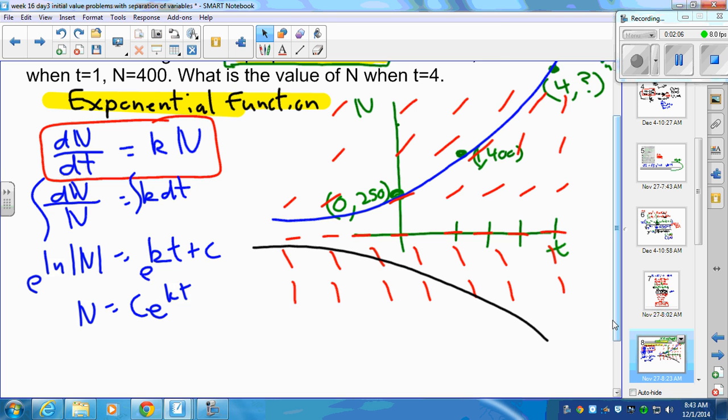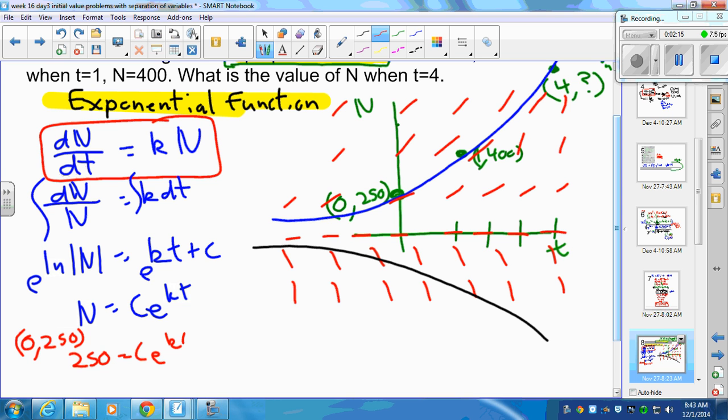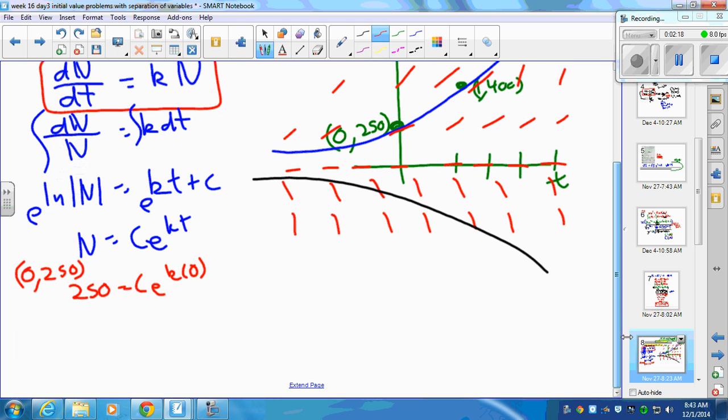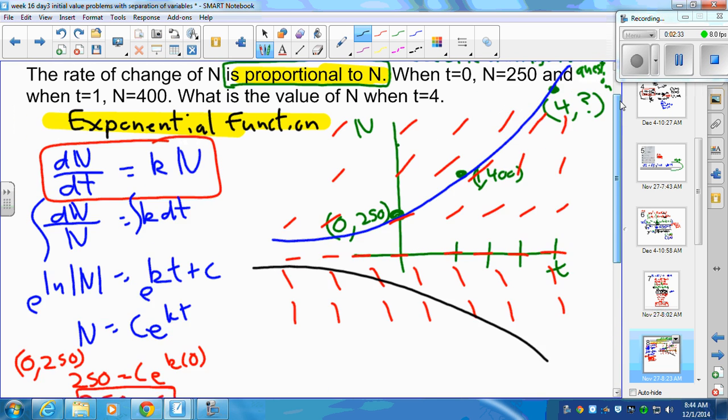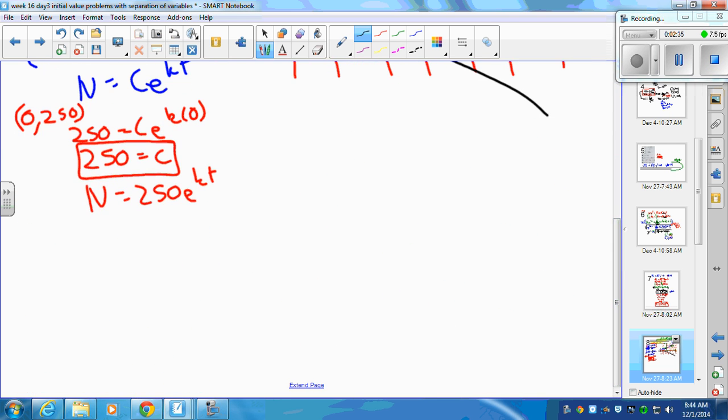Now from that, you can plug in points. The first one I'm going to use is the 0, 250. You get 250 equals c e to the k times 0. You like it when I give you the initial one, because then that makes c be 250. So now I have n is 250 e to the kt. Now I get to plug in some other point, which was 1, 400. So 400 equals 250 e to the k1.